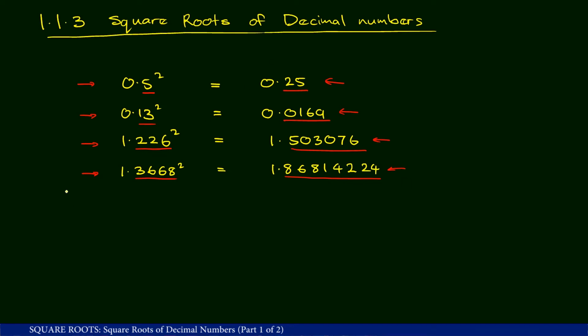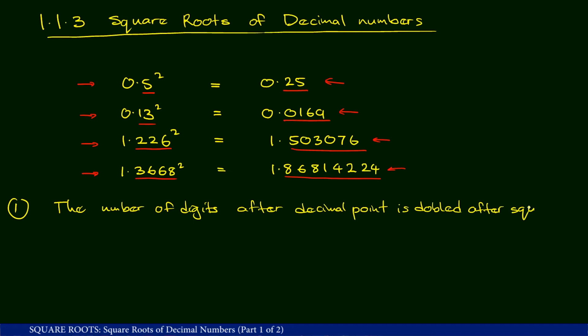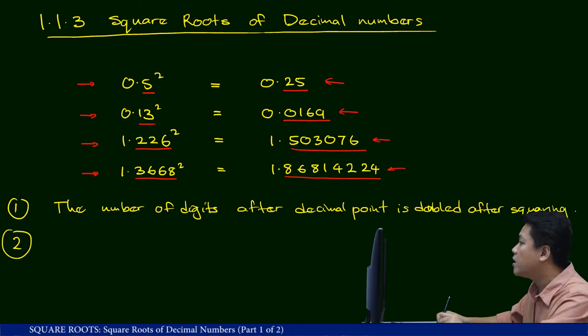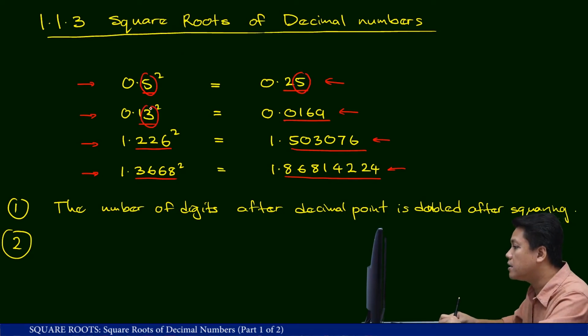So let's write it down. Our first observation. The number of digits after the decimal point is doubled after squaring it. What is the second observation? The second observation would be to take a look at the last digit of both numbers. Take a look at this versus this, and this versus this, this versus this, and this versus this.